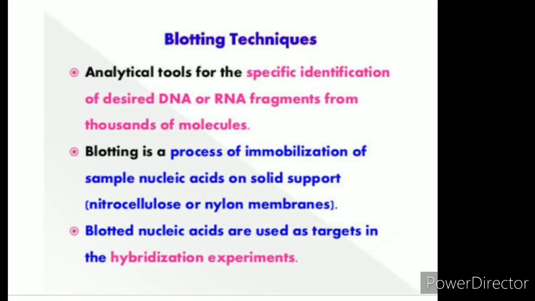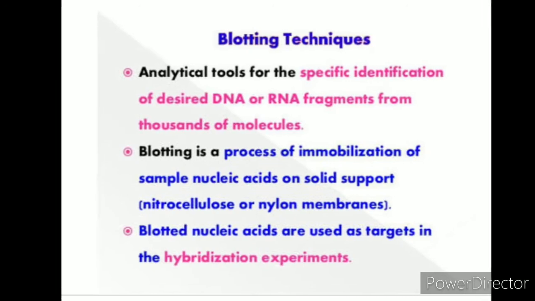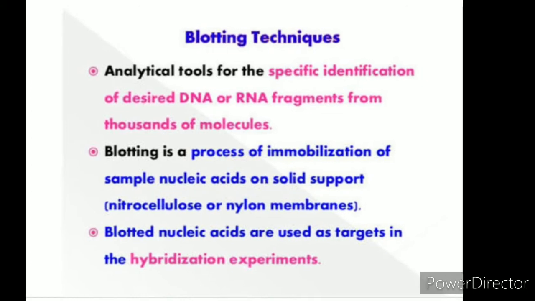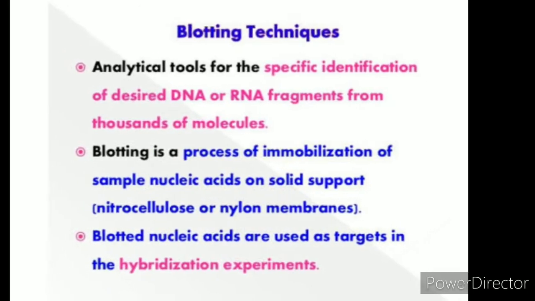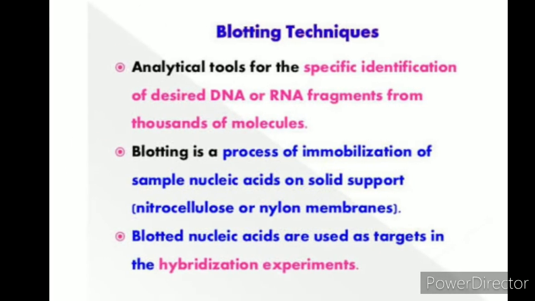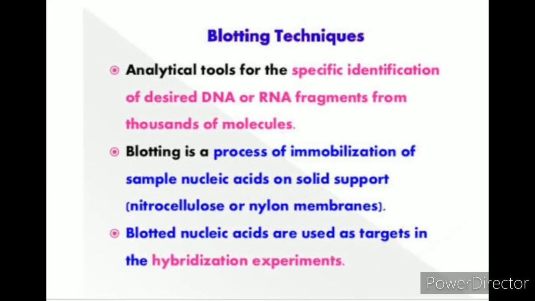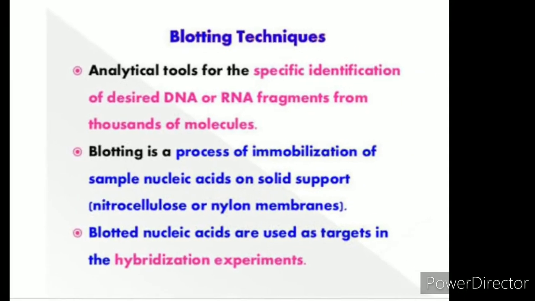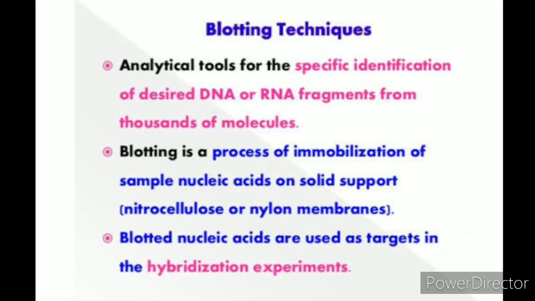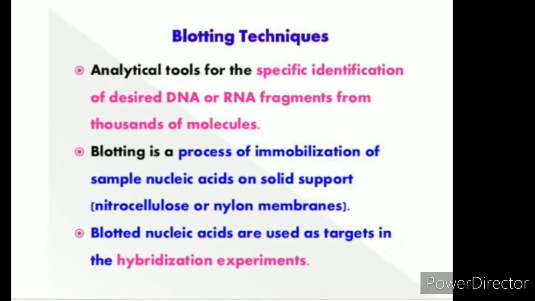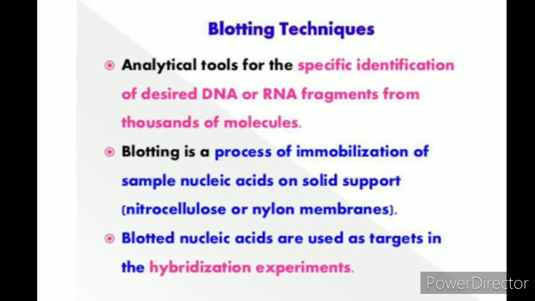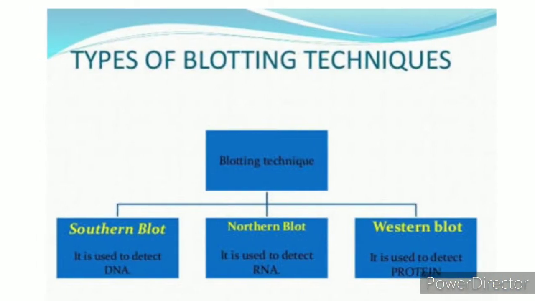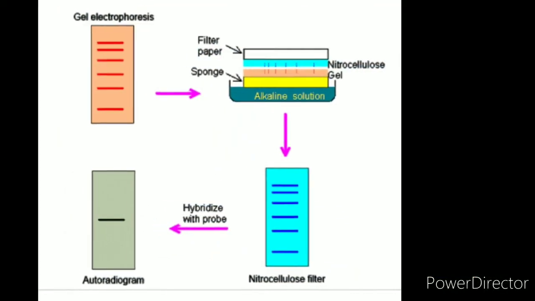Blotting techniques are widely used analytical tools for the specific identification of desired DNA or RNA fragments from a larger number of molecules. Blotting refers to the process of immobilization of sample nucleic acids on a solid support. The blotted nucleic acids are then used as target genes in hybridization experiments for specific detection. Blotting techniques are of three types: southern blotting, northern blotting and western blotting. First, let's discuss the southern blotting technique.